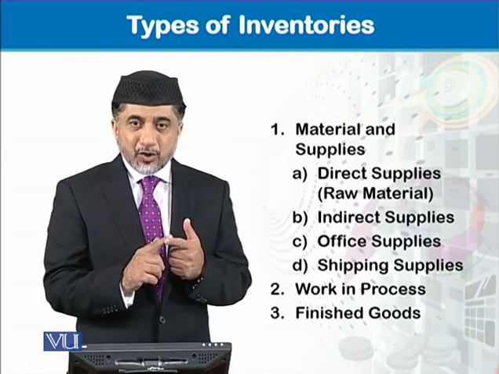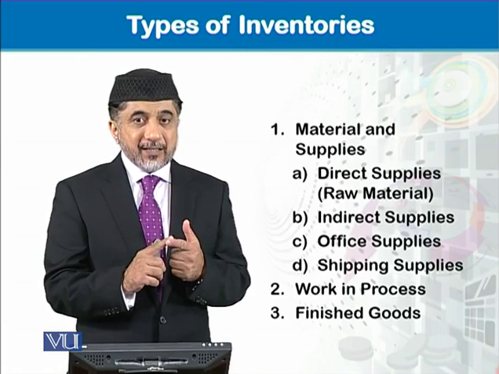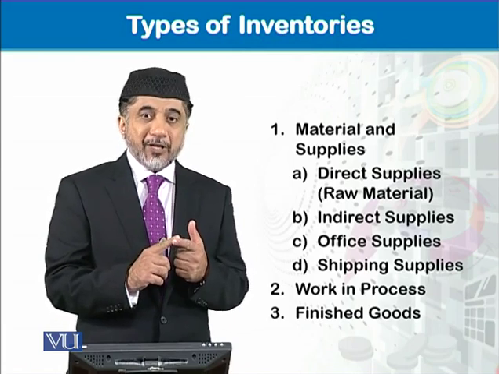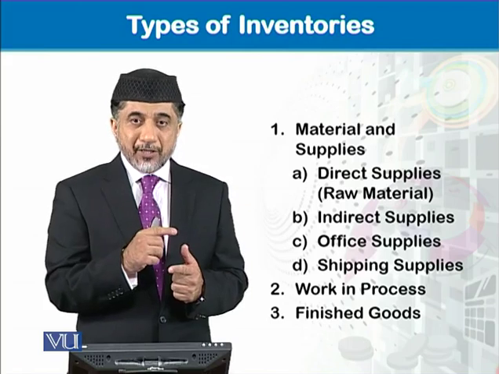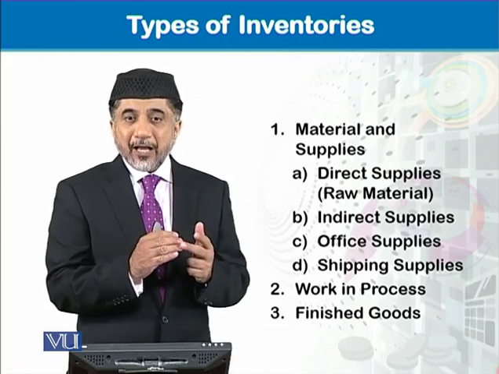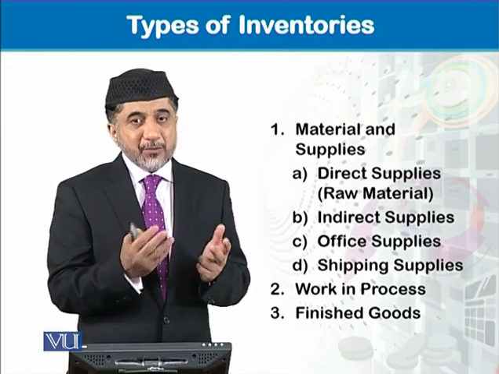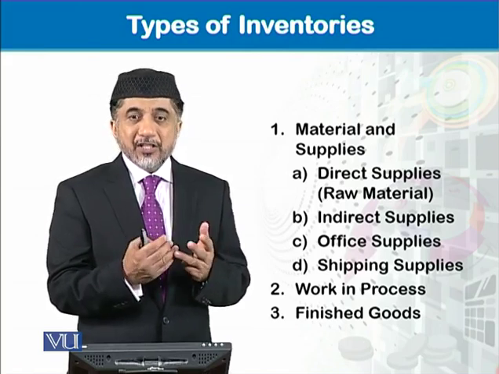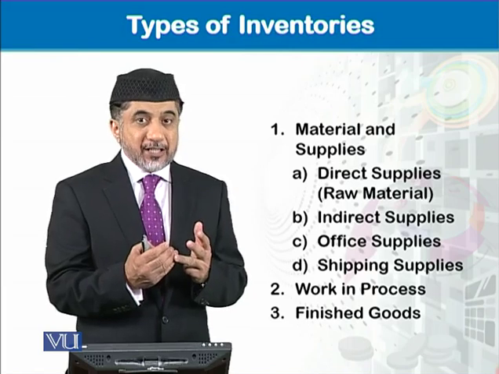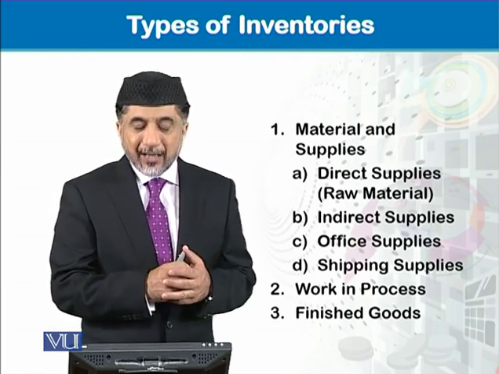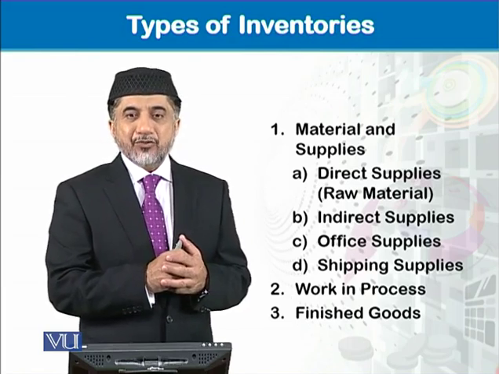Production supplies, meaning direct and indirect supplies of material, will be taken to the cost of goods production. Office supplies will be taken to the administrative expenses when consumed. Shipping supplies when consumed would be taken to the selling expense. Got it?